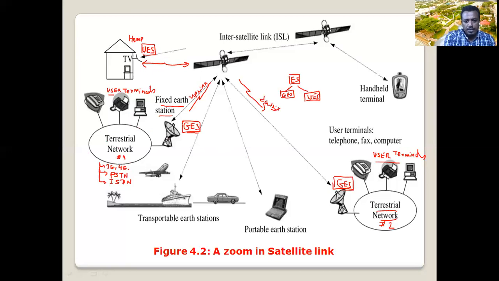What do we call this type of earth stations? Gateway earth stations. But in UES, users connect directly without any 3G, without any 4G network, without any PSTN network on the ground. If you have direct access to the satellite, that earth station is called UES, user earth station. So this is based on user. Earth stations are classified into two, UES and GES. This is based on user, direct access or indirect access.